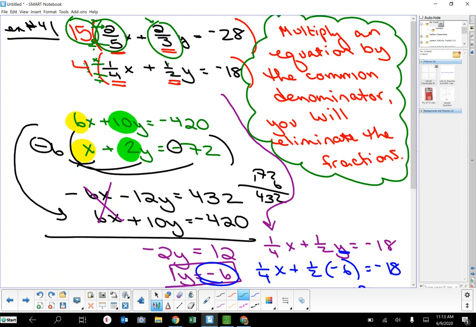Then you can do the same thing here. Calculator. 4 times 1/4 is going to give you 1. Don't forget the x. 4 times 1/2 is going to give you 2. Don't forget the y. And then 4 times -18. So if you couldn't follow what I did there, just use your calculator. But if you could, that's the easiest way to go about doing those.